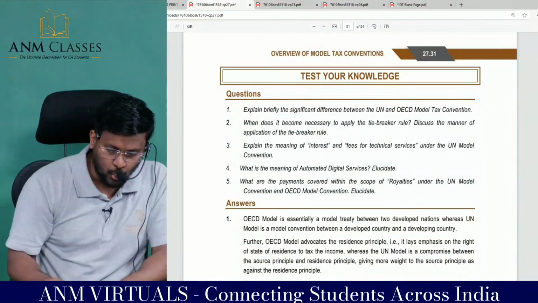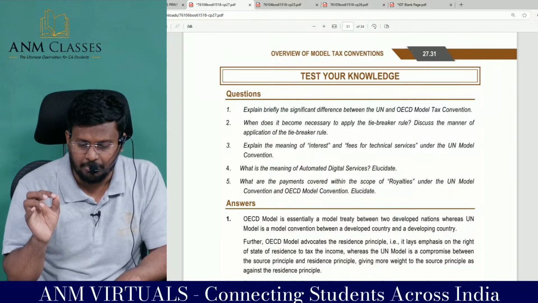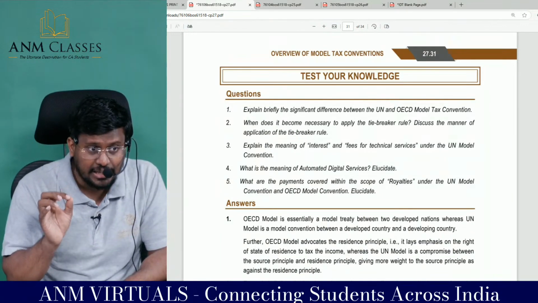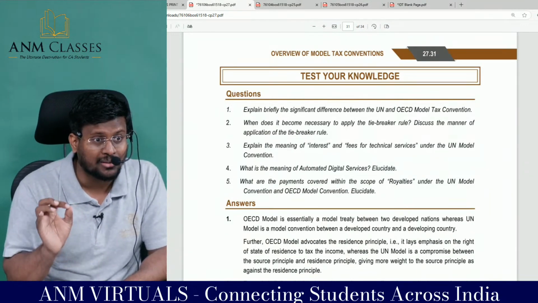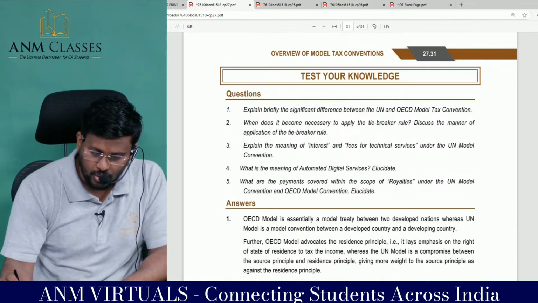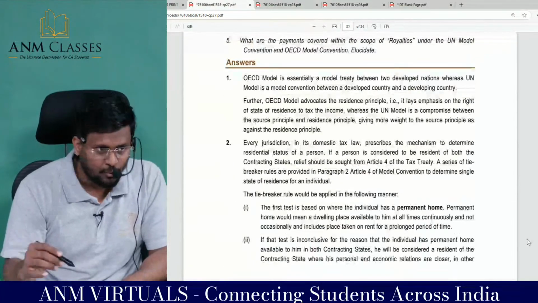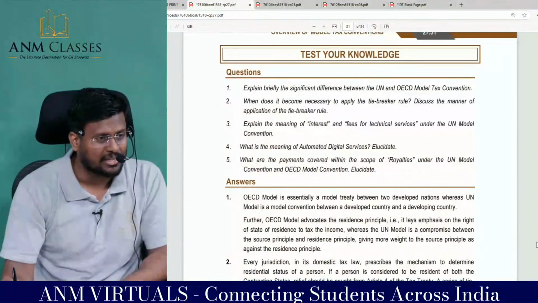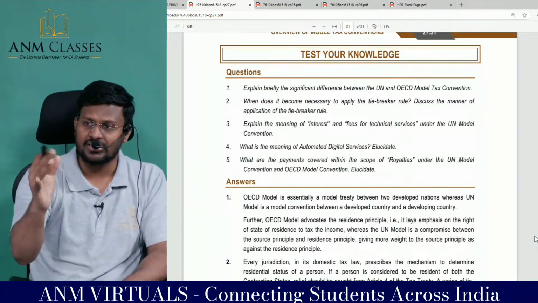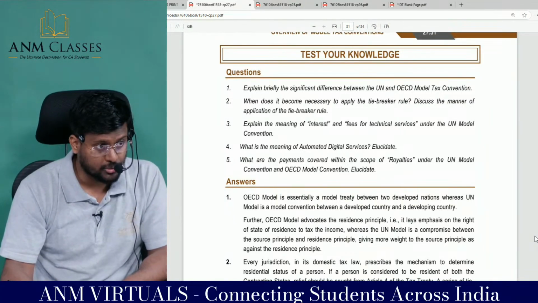Look at the question: when does it become necessary to apply the tiebreaker rule? The answer is incomplete. They have not talked anything about other than individual. The answer talked only about the individual, and they moved to the next question. Sir, when we write the answer, we have to write for other than individual also. The MAP is the solution.